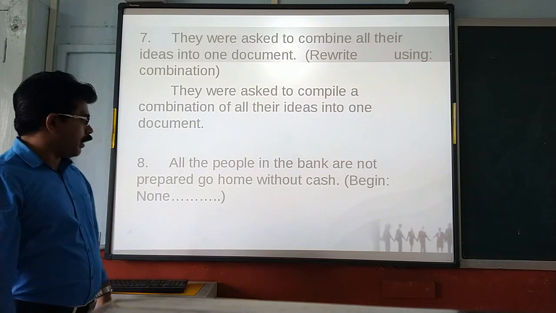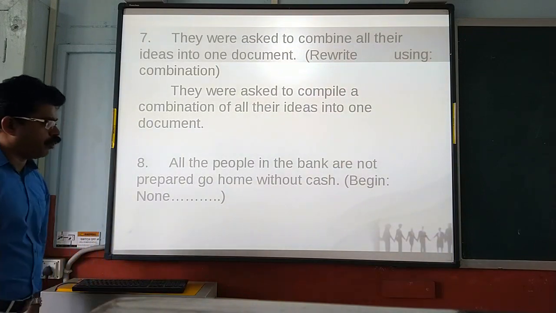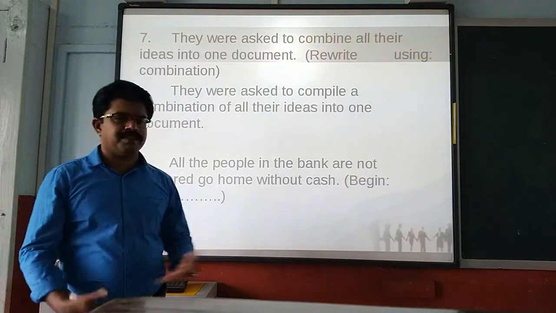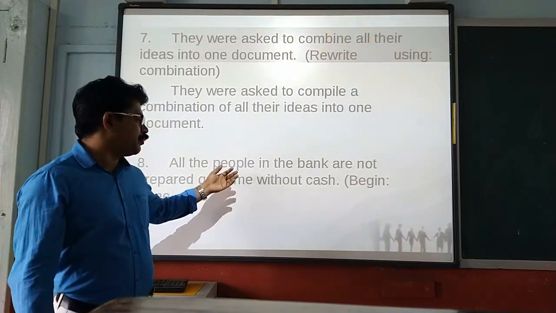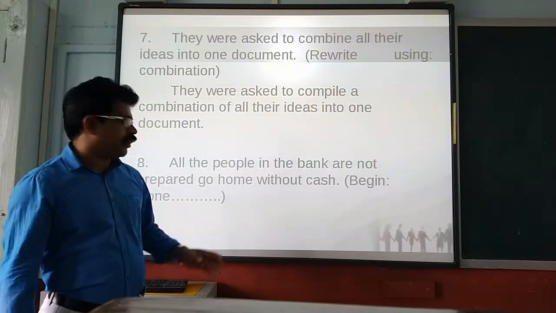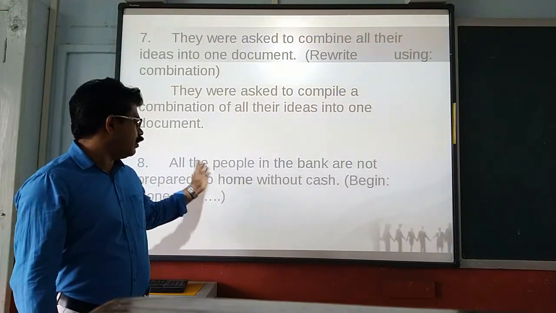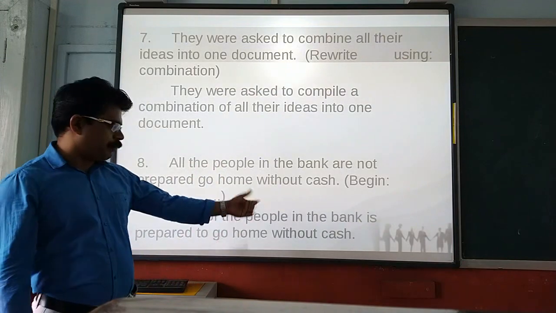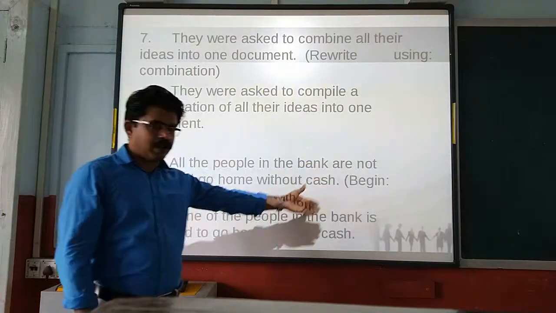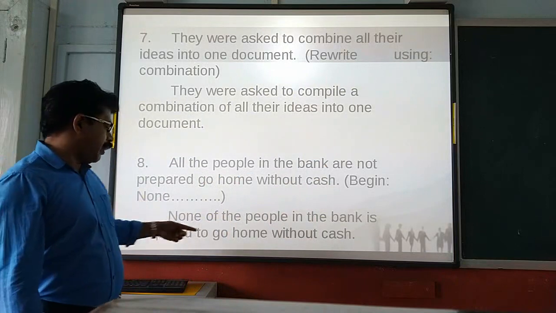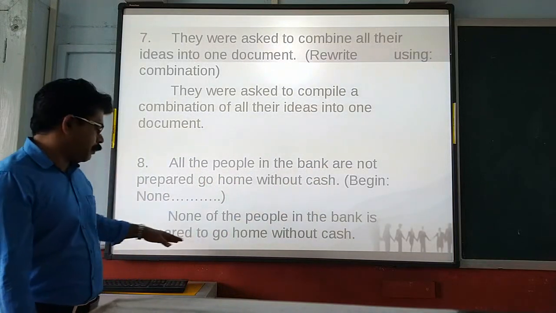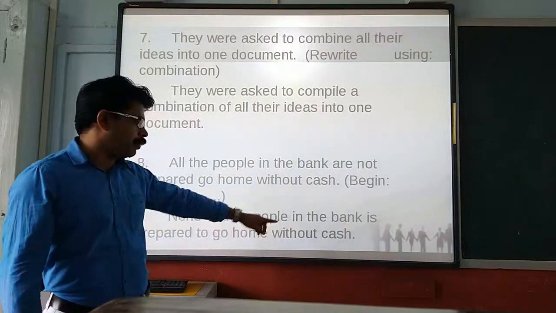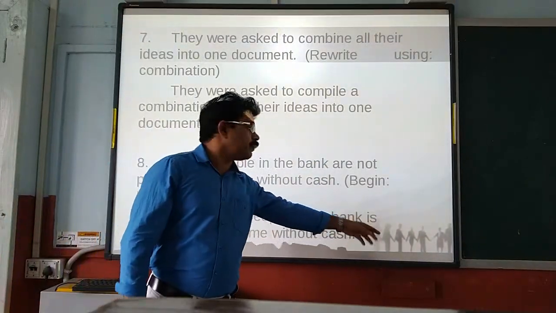All the people in the bank are not prepared to go home without cash. Begin none. Very easy. You just have to transform this in the ordinary way. None of the people. Let's see what it is. None of the people in the bank. See, everything is going easily. None of the people in the bank is prepared to go home without cash. None of the people in the bank is.